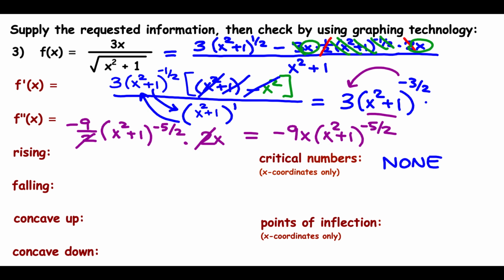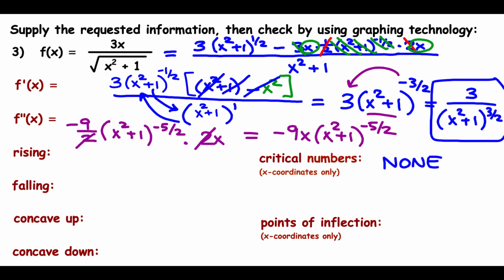Let's rewrite this first derivative as 3 over x squared plus 1 to the positive 3 halves. I think it's easier to see right here in the rewritten first derivative that the numerator is positive all the time because it's a 3. The denominator is positive all the time as well. If the first derivative is positive all the time, the graph will rise always. I could also write negative infinity comma positive infinity, and it will fall like never. So that is great.